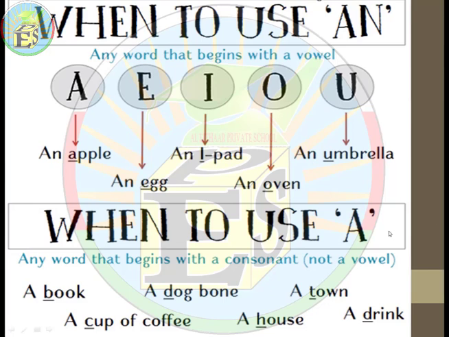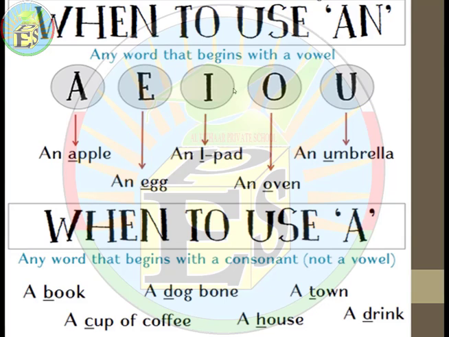So in brackets here you have not a vowel. So a book, a dog, a town, a cup of coffee, a house, a drink, etc. Alright? What really matters for me is I would like you to memorize these letters and know that we call these letters vowels. The rest of the letters are called consonants. This is what really matters here, alright? And it's quite easy and simple to memorize them. Only 5 simple letters.